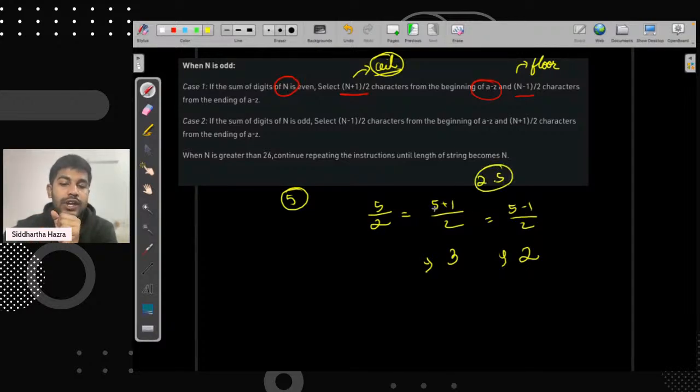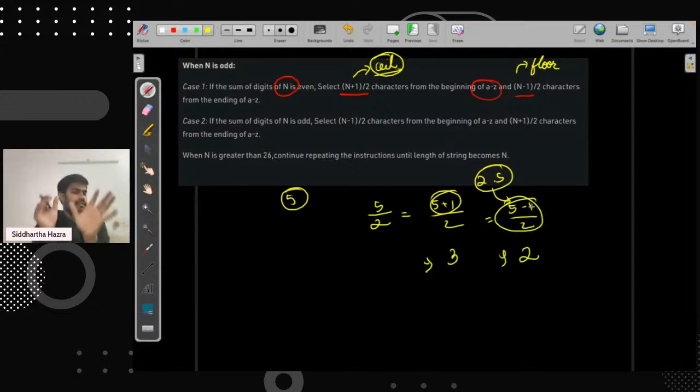But if we want the ceil value, then we are just adding 1. If we want the floor value, we are just subtracting 1. So this is the significance. It is not at all required, but this is a small trick in programming that comes in very handy when you want to find the ceil value or the floor value. Okay, so just understand this.